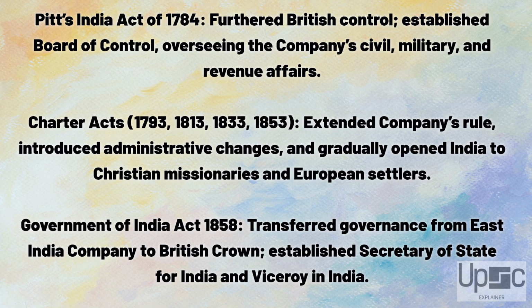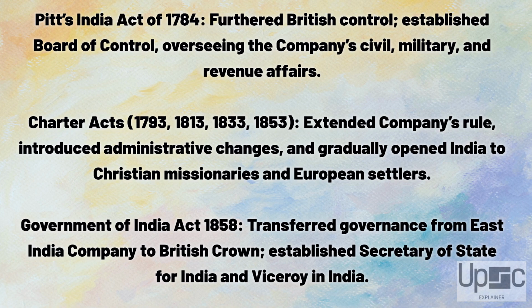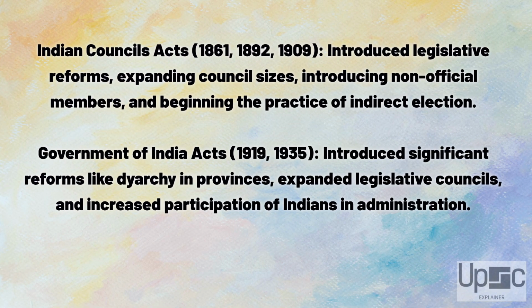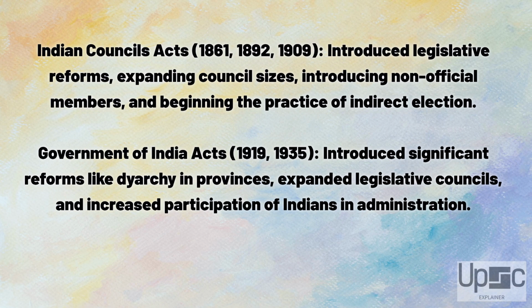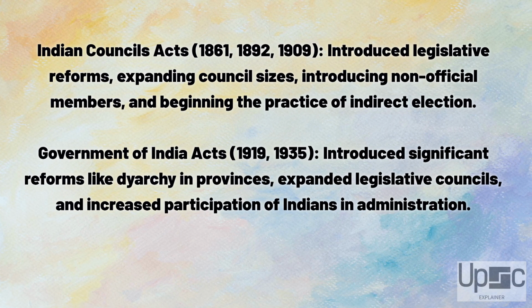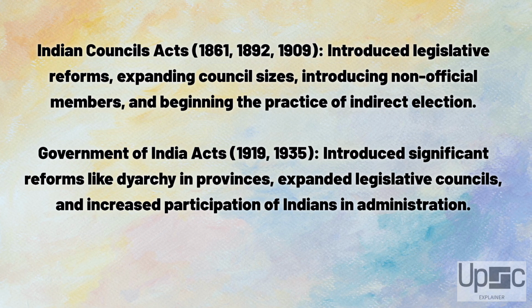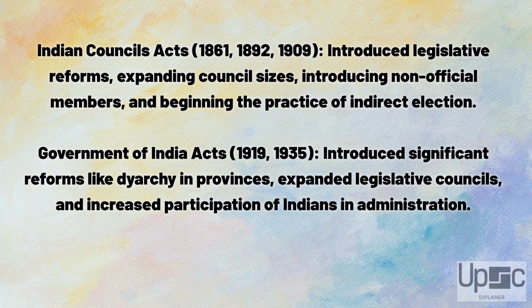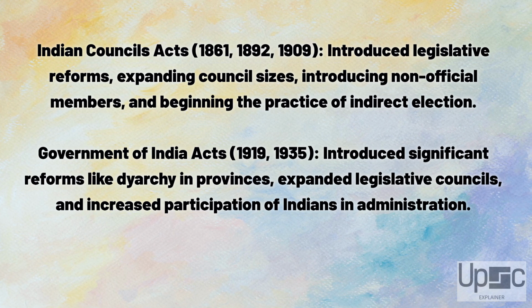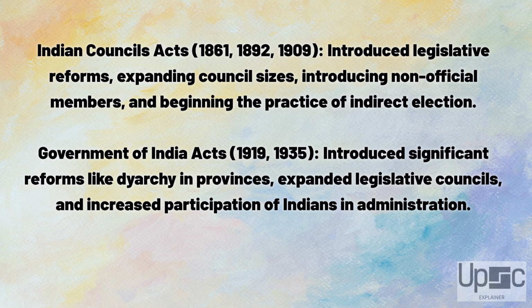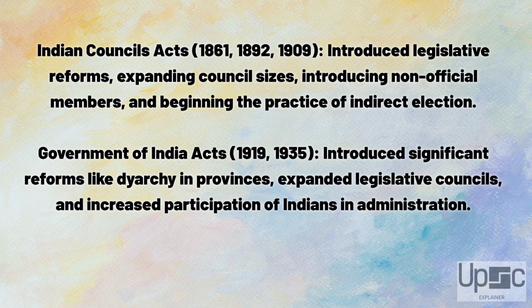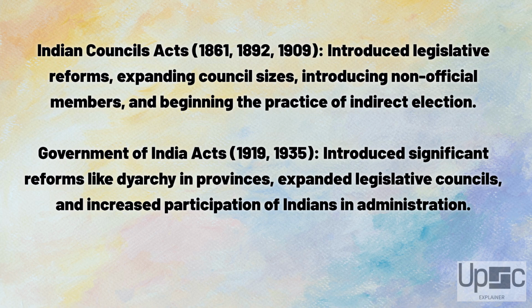and European settlers. Government of India Act 1858 transferred governance from the East India Company to the British Crown, established the Secretary of State for India and the Viceroy in India. Indian Councils Acts, 1861, 1892, 1909, introduced legislative reforms, expanding council sizes, introducing non-official members, and beginning the practice of indirect election. Government of India Acts, 1919, 1935, introduced significant reforms like dyarchy in provinces, expanded legislative councils, and increased participation of Indians in administration.